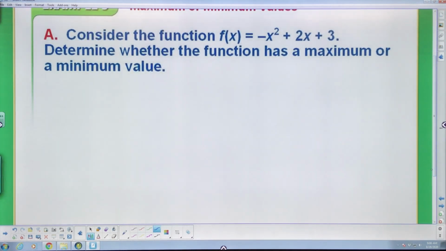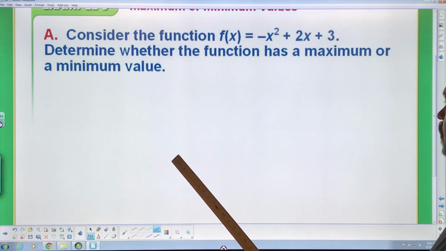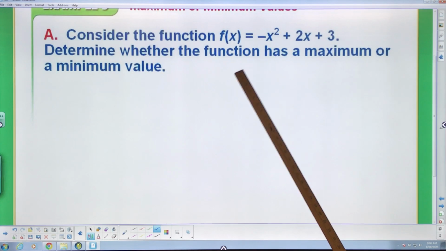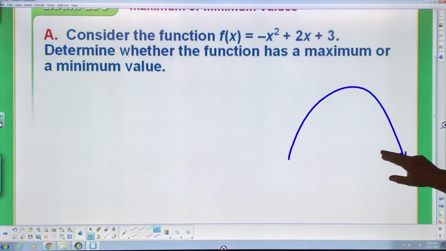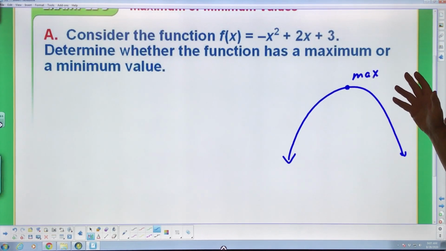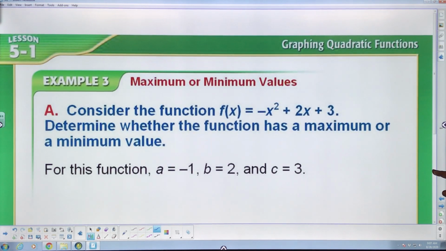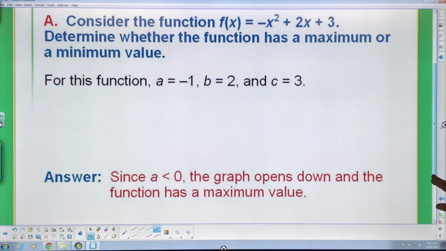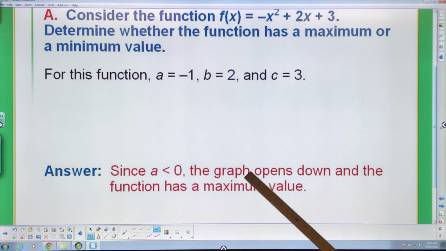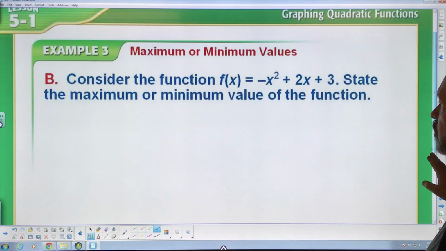Consider the function. Determine whether the function has a maximum or a minimum value. Well, you may remember from your Algebra 1 that if a is negative, it opens down. And if it opens down, young people, there's a maximum point and a maximum value. Done. I could work my way through other stuff. Since a is negative, less than 0, it opens down, has a maximum value. I could actually graph it, but there's no real need for that.